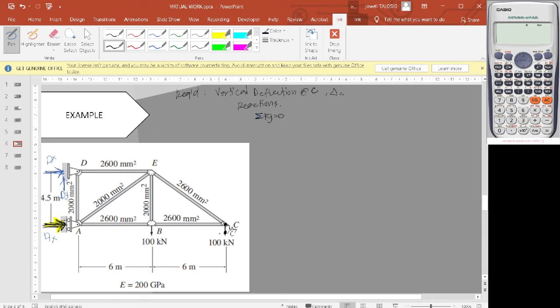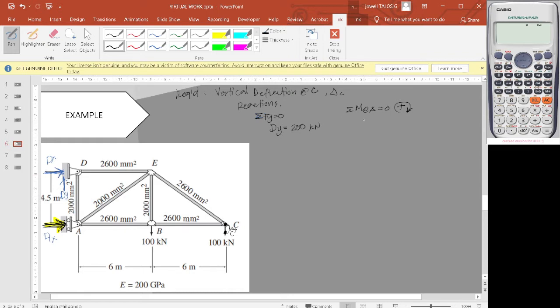So we have 100, 100. By observation only, Dy must be equal to 200. The next one, for the two horizontals, we need to use summation of moment at point A equal to 0, positive clockwise. There are only two horizontal reactions here, so each will cancel the other, both of them same magnitude and opposite in direction.